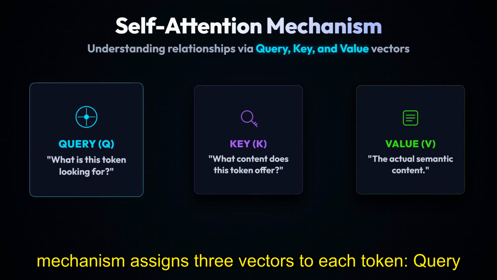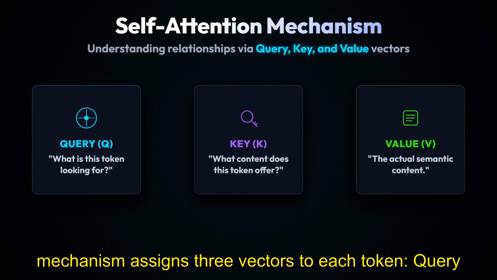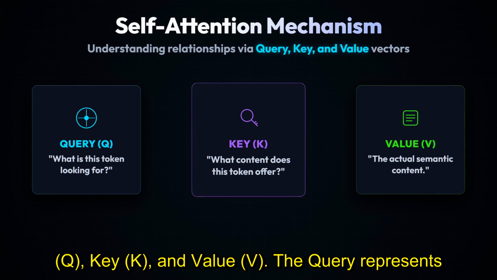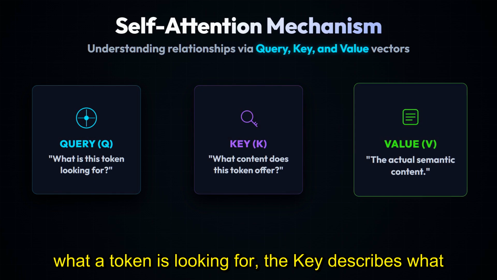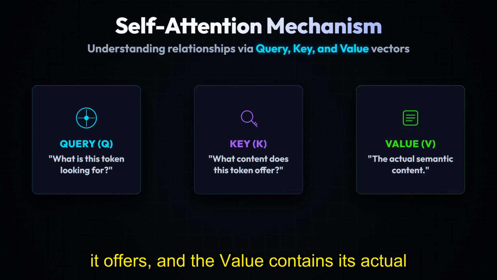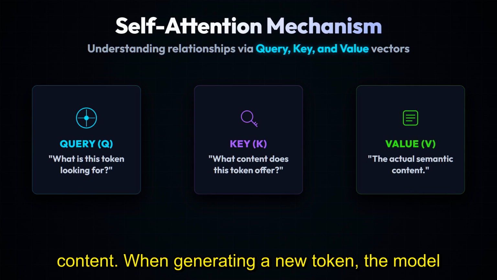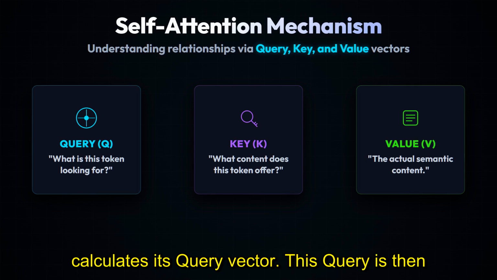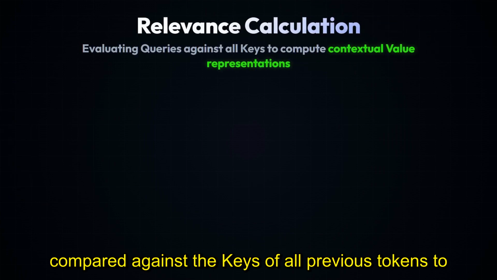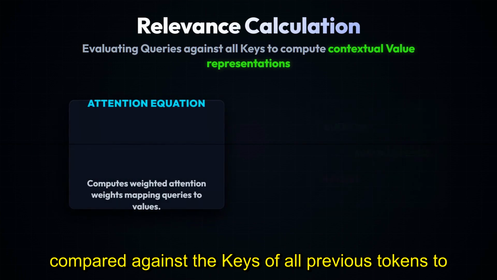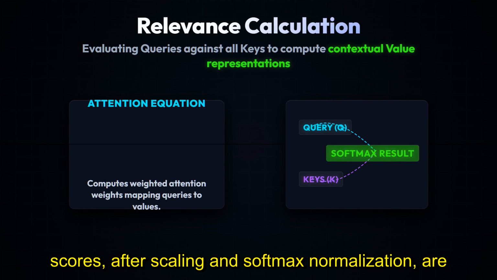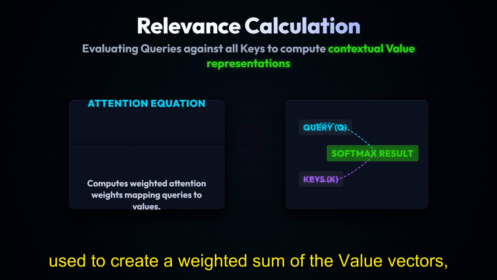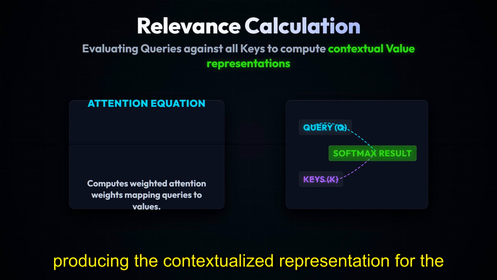This mechanism assigns 3 vectors to each token: query Q, key K, and value V. The query represents what a token is looking for, the key describes what it offers, and the value contains its actual content. When generating a new token, the model calculates its query vector. This query is then compared against the keys of all previous tokens to determine relevance. The resulting similarity scores, after scaling and softmax normalization, are used to create a weighted sum of the value vectors, producing the contextualized representation for the new token.